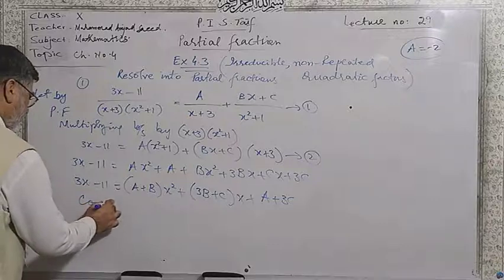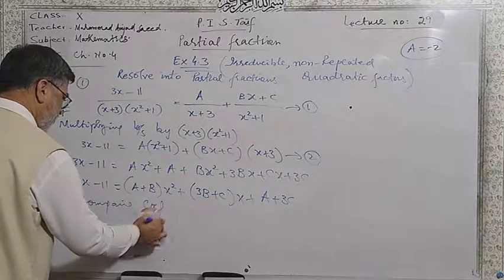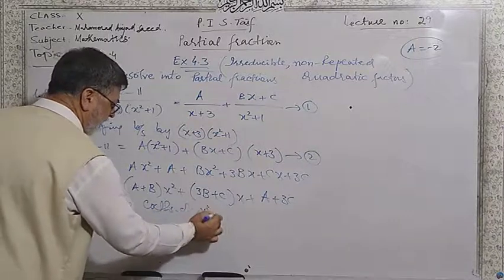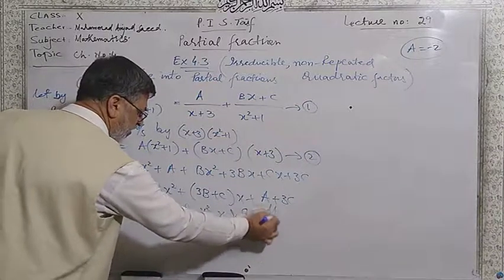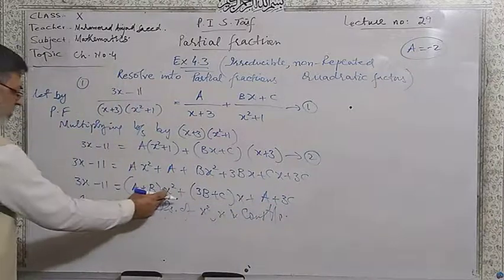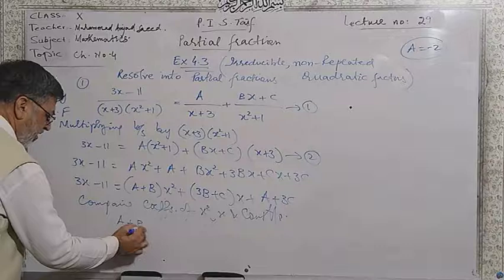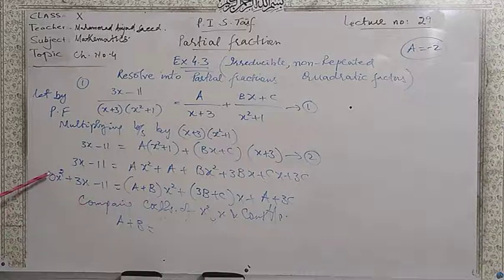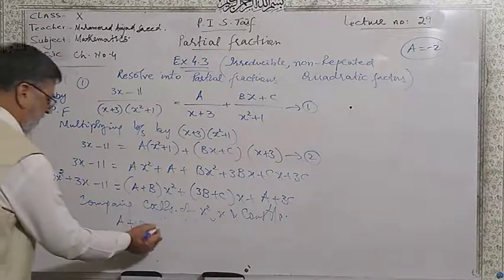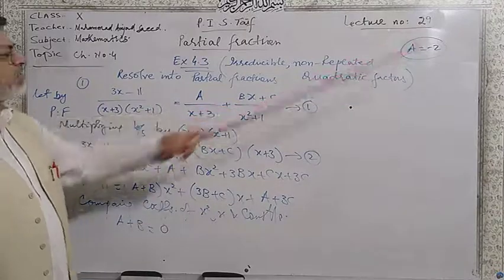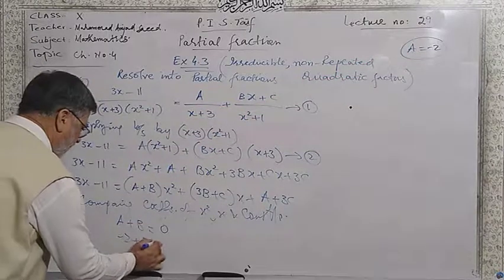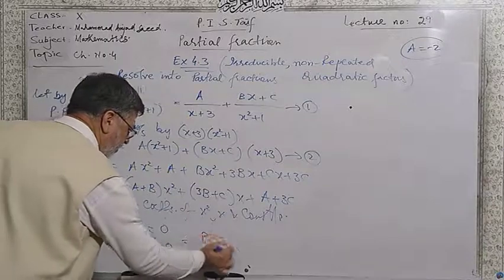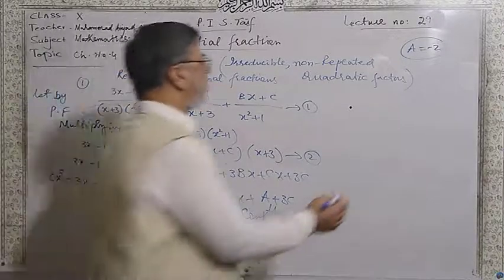Comparing coefficients of x square, x and constants. Remember that the coefficient of x square is A plus B, and here there is no x square, so you can write 0 x square. If you do not have any term, you can write it with 0 coefficient. So A plus B is equal to 0. You got that A is equal to minus 2, so minus 2 plus B is equal to 0, then B is equal to 2. You will get B equal to 2.